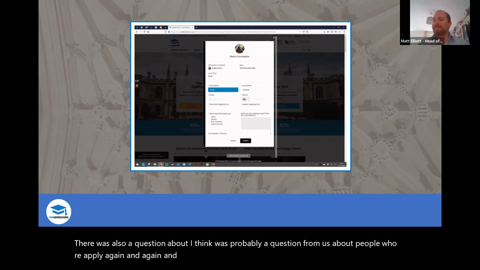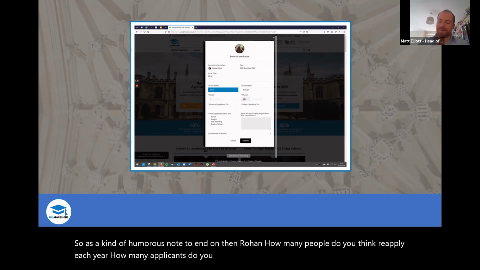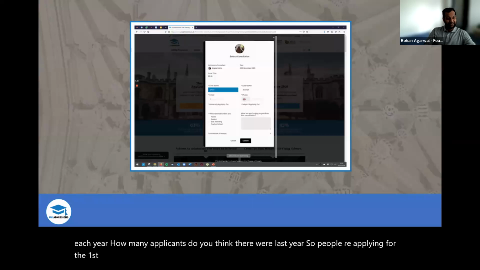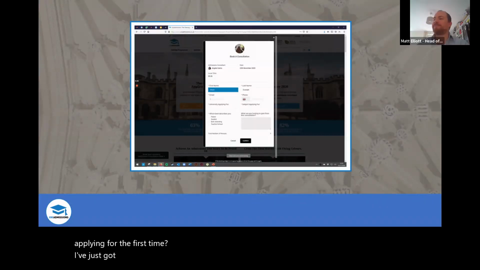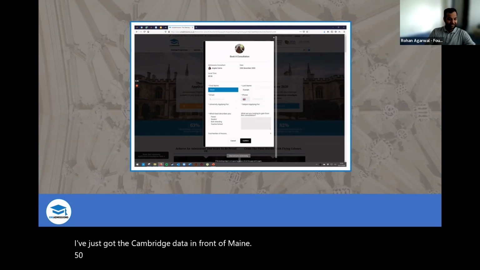So as a kind of humorous note to end on then, Rohan, how many people do you think reapply each year? How many reapplicants do you think there were last year? So people reapplying for the first time to Oxford and Cambridge? I've just got the Cambridge data in front of me. Cambridge. And then I think we said, what, 15,000, 20,000 applicants to Cambridge normally? Yeah. I think probably about 1,500, 10% would probably be fair.